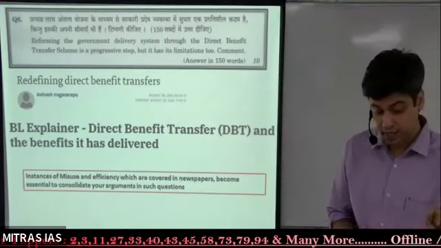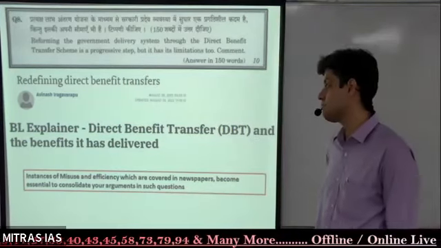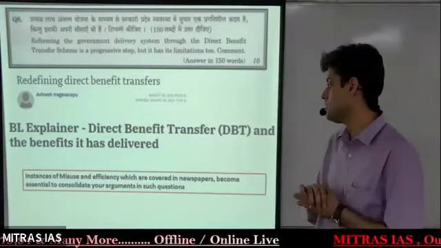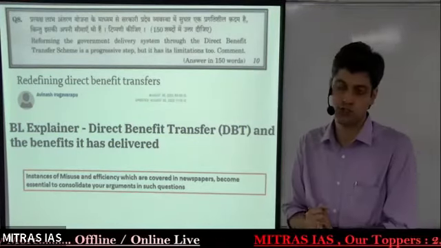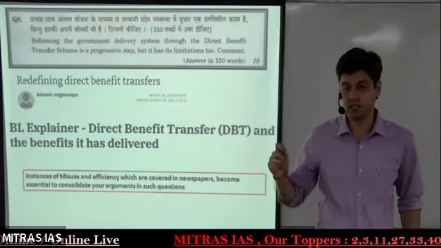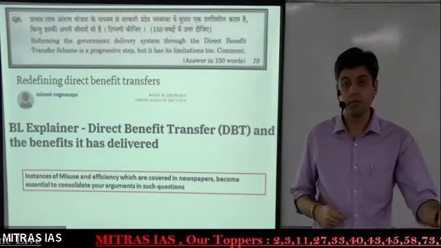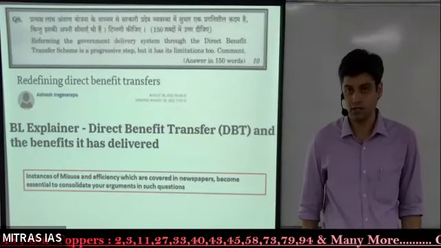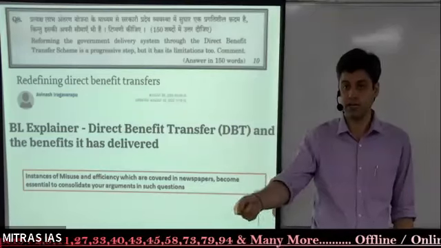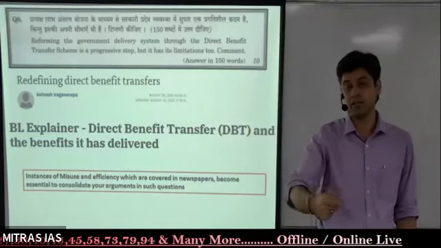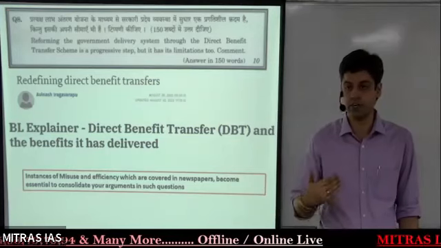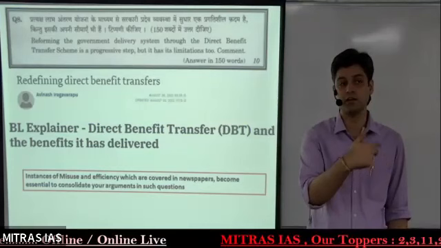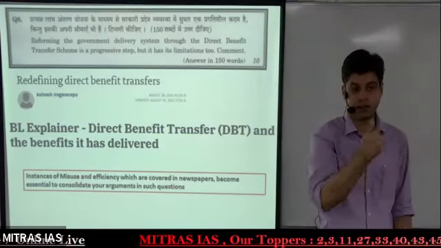So here the takeaways: instances of misuse and inefficiency which are covered in newspapers become essential to consolidate your arguments in such questions. You give an argument, okay, this is the benefit or this is the issue, but what is your argument? How do you justify it? Tell that in the state of Tamil Nadu, this many fake beneficiaries had been reported. This is because of this issue. Talk about the privacy: the data had been leaked by this government, like that.